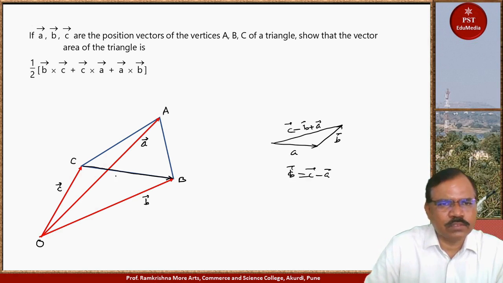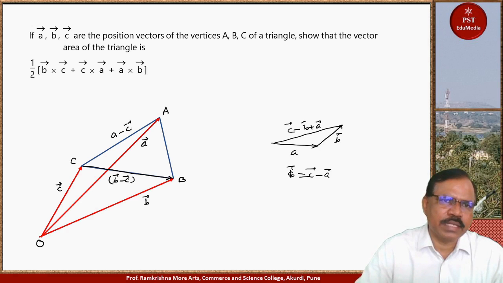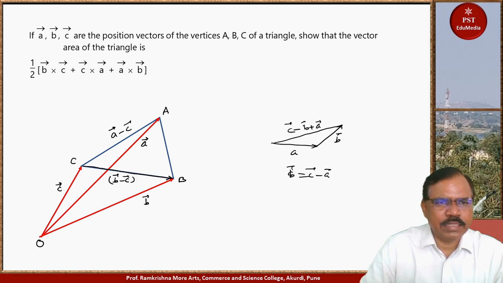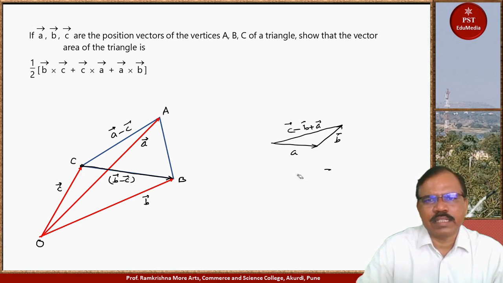So you can have this one as B minus C, this vector. And this vector from A and C, you can write this as C minus A. So from point C, we have two vectors. And what are those two vectors?